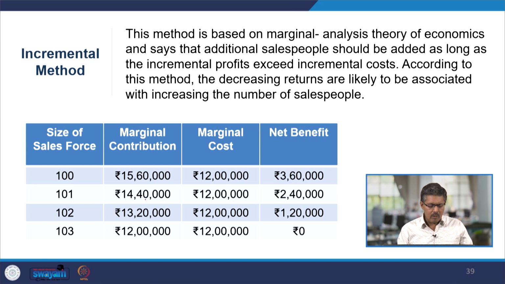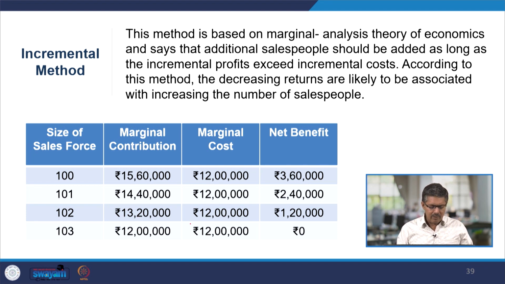We added one more, and now the contribution is obviously coming down. Why is the contribution coming down? Maybe the market is still limited. So, two people are now working, obviously they can expand a bit, but they cannot go double, it is not possible. So, 14 lakh 40,000, and when 3 people are coming in, 13 lakh 20,000. Still, if you look at it, it is still more, we are still in a positive mode.